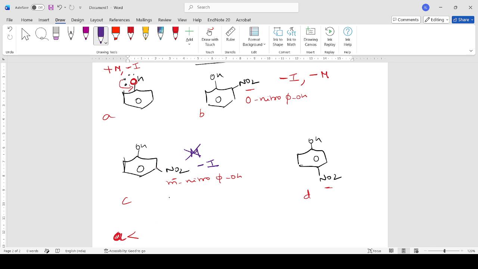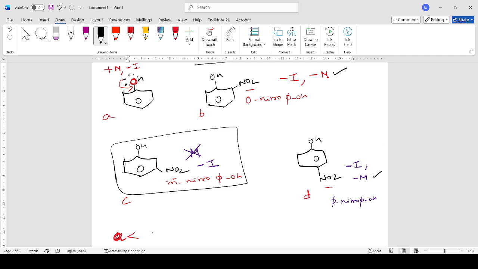What is this compound? This is para-nitrophenol. In para-nitrophenol, minus I is also there and minus M is also there. Now, this one is showing only minus I effect. There is no M effect at all. In the other places, they show both minus I and minus M. So definitely C will be the next acidic member here. Now, which will be more acidic? A competition really exists between B and D.